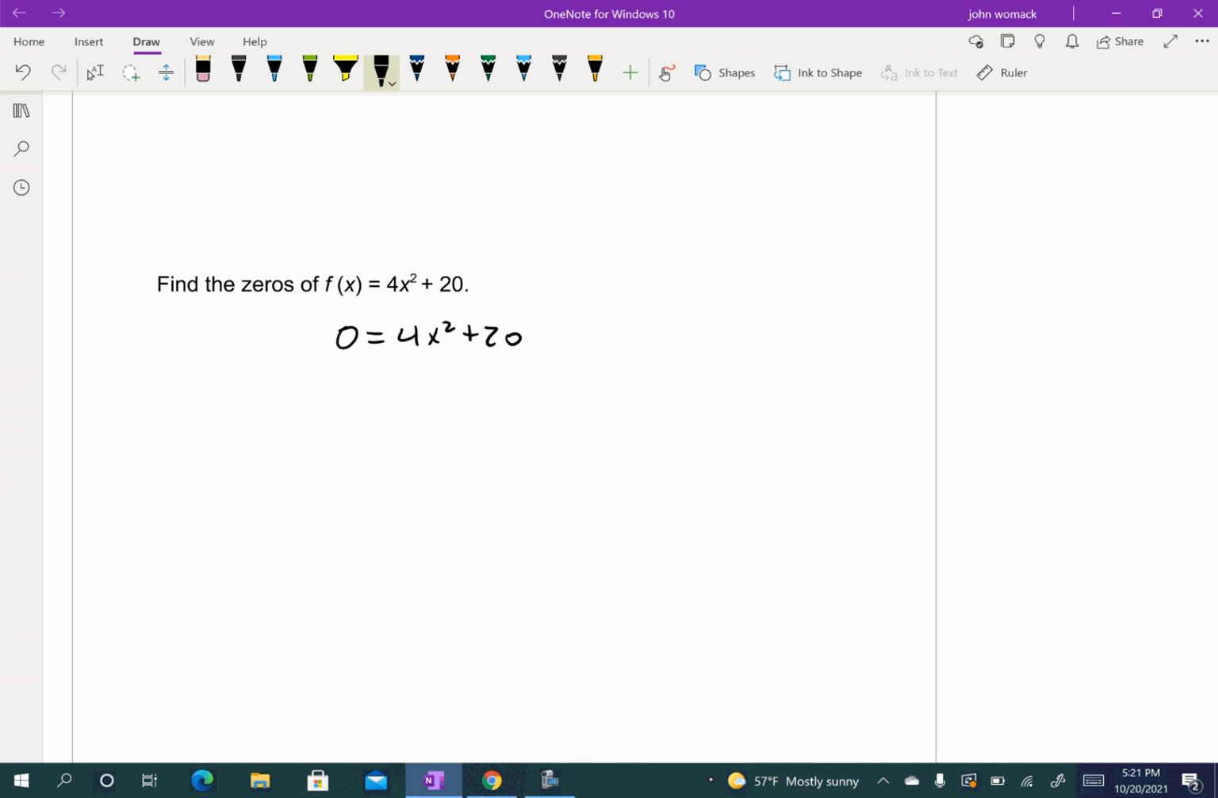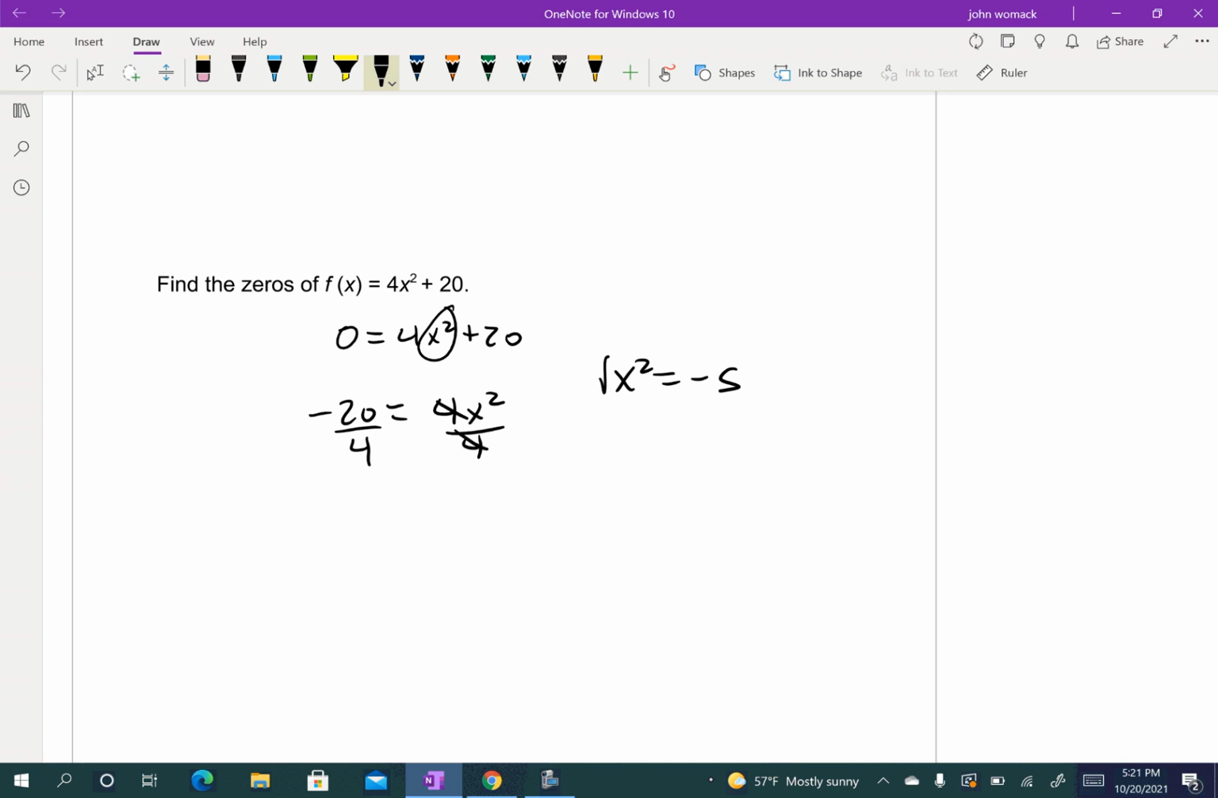Well, to solve it, I have to get x by itself. Because there's only an x squared, I can solve this one using the square root method. I can get x squared equals a number and take the square root of both sides. You could also use the quadratic formula, that's just a lot more work. So I'm going to get that x squared by itself. I'm going to minus the 20 over: -20 equals 4x squared. Divide by 4. So x squared equals -5.